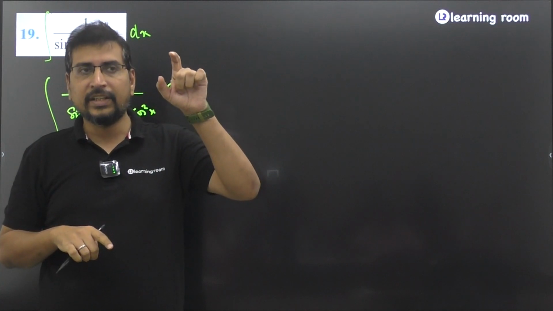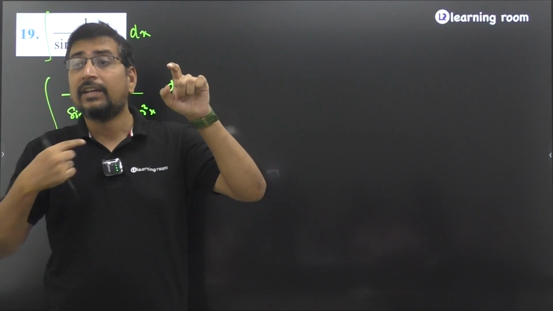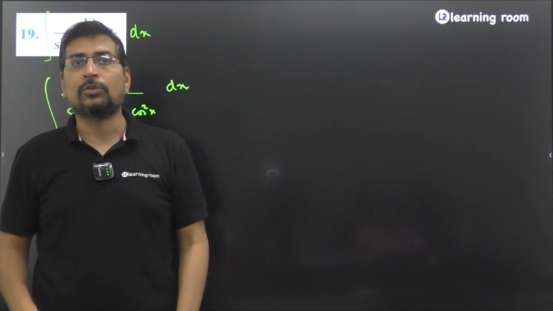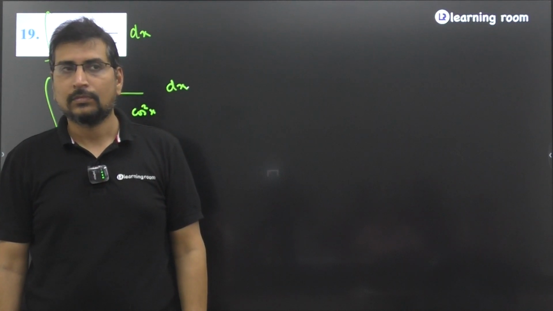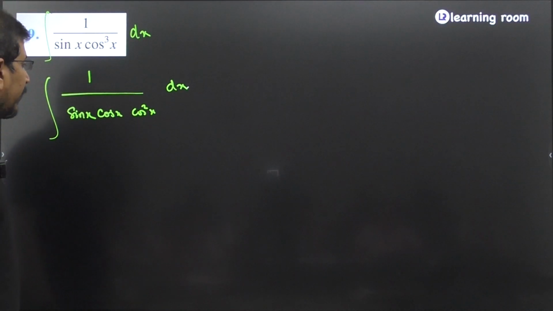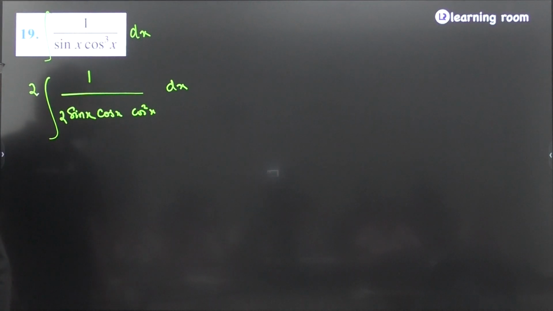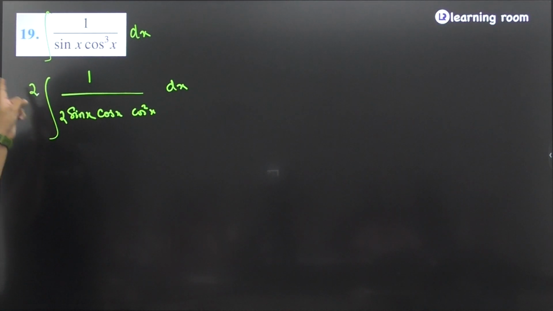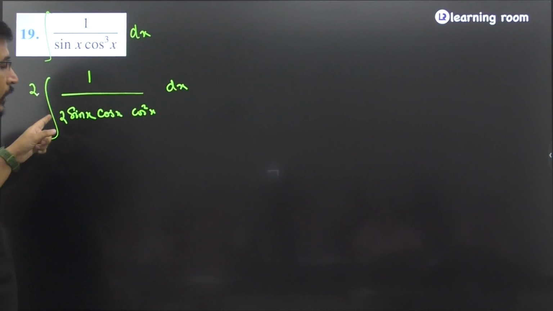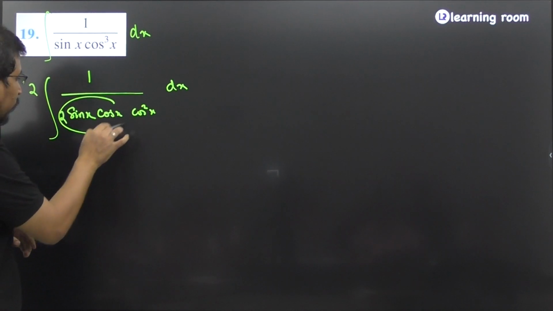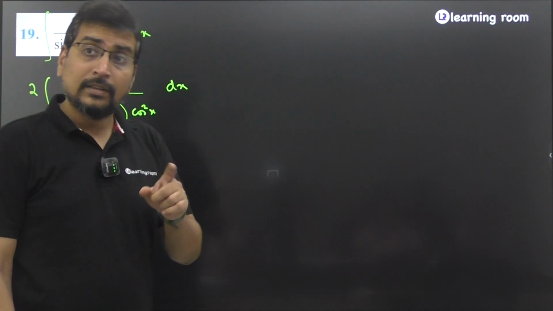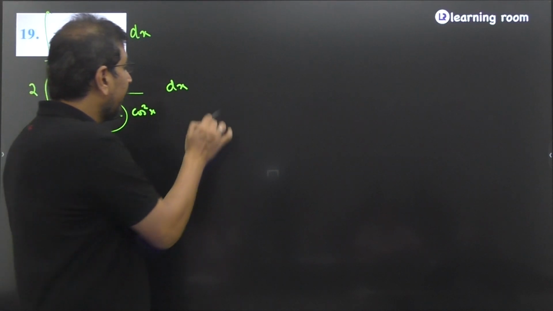So when it becomes secant square x, there is a possibility that if I have tan x in the problem, I'll be able to solve it fast. Did you understand the logic? Right. So now what I can do is multiply and divide it by 2. I put a 2 outside and a 2 here, so that this 2 sin x cos x is going to be treated as sin 2x, right?